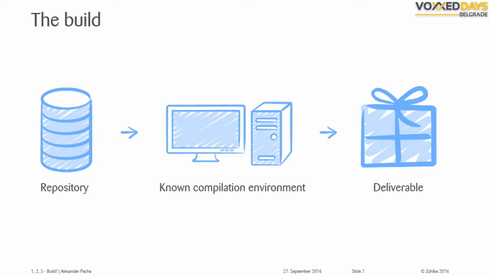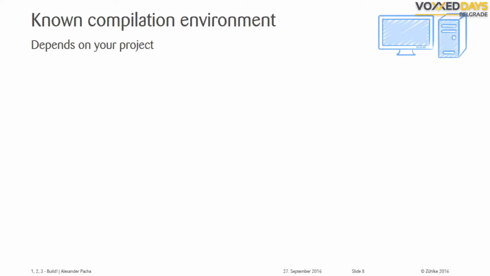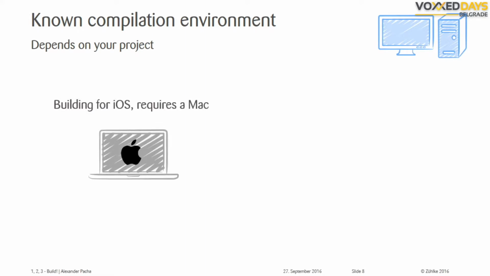And the interesting part here is this known compilation environment. Because for mobile applications, this known compilation environment is a bit tricky. So it depends on the project you're working on. And when you're doing iOS applications, mobile applications, you do have to build it on a Mac. There is no way around it. You can virtualize a Mac, but it has to be virtualized on Mac hardware officially. That's from the rules from Apple.